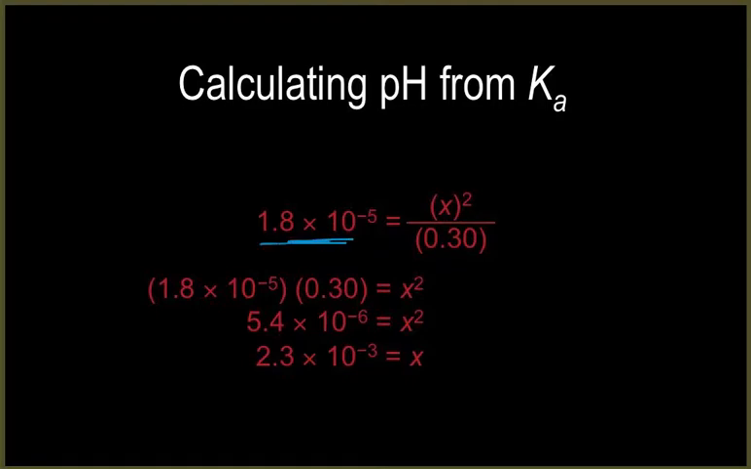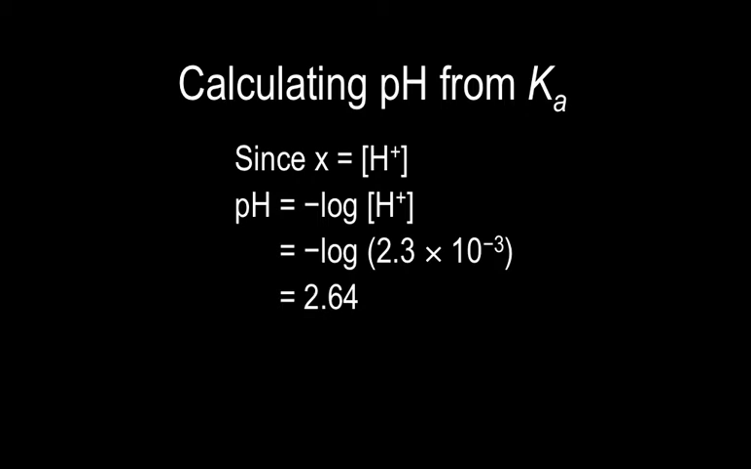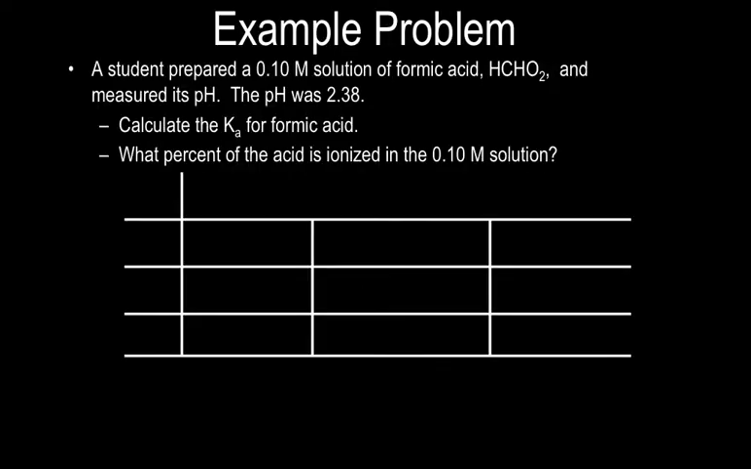So this was our value that was given for the Ka. X was the value for each one of our products. 0.3 was our reactant. Then we can solve for X. What that gives us is that X is equal to the H+. Now that we have the H+, we can get the pH of the acid. Since X equals H+, we can sub in the value that we just solved for X, and that gives us a pH of 2.64.